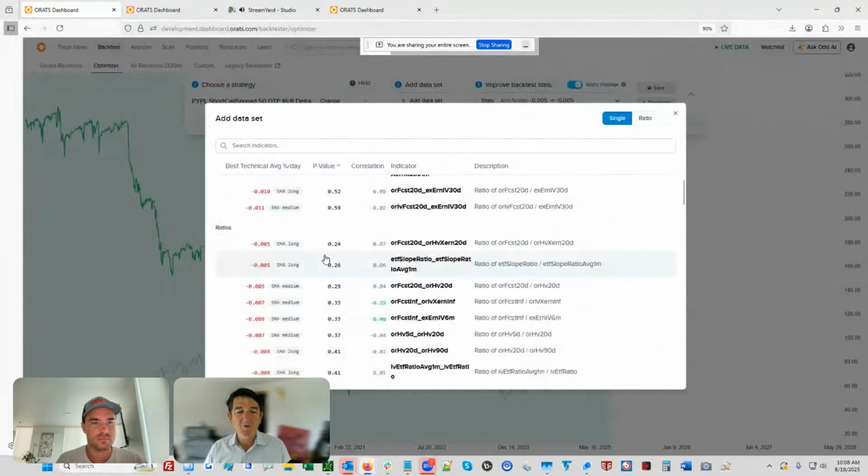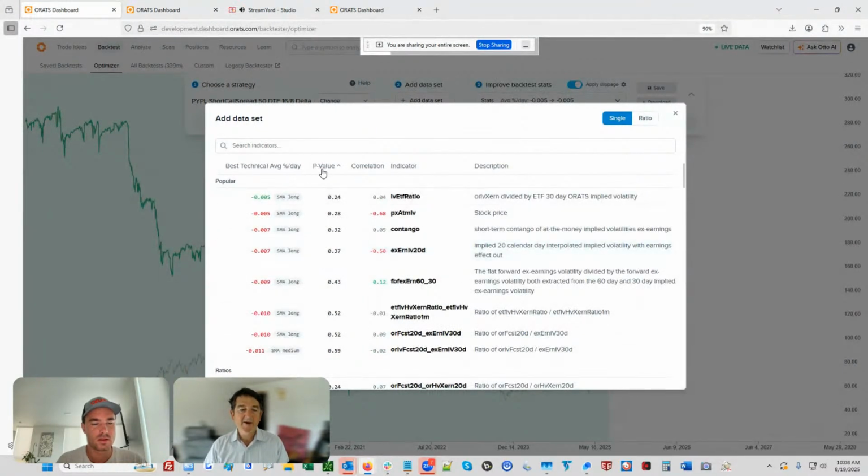Yeah, it sounds great. So I've sorted this by p-value. You could also sort it by average day, but I think the p-value is more important because we want to find out not only what is a good indicator that improves our returns, but we want to make sure it's statistically significant, not overfit. And you might want to get into a brief conversation about that p-value, Tyler.